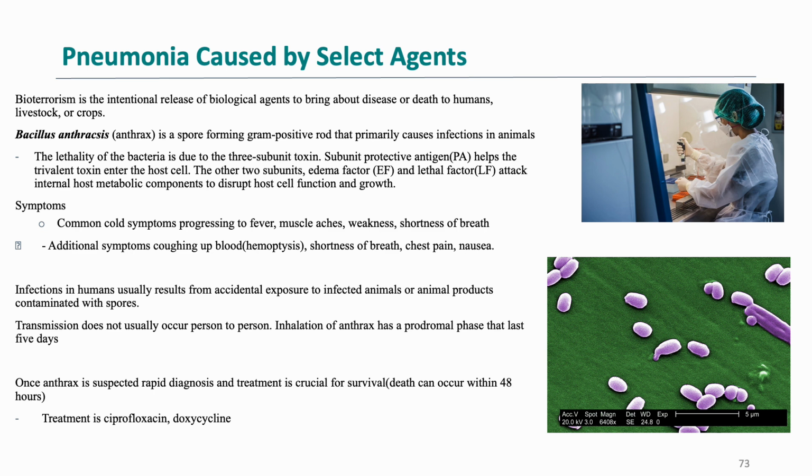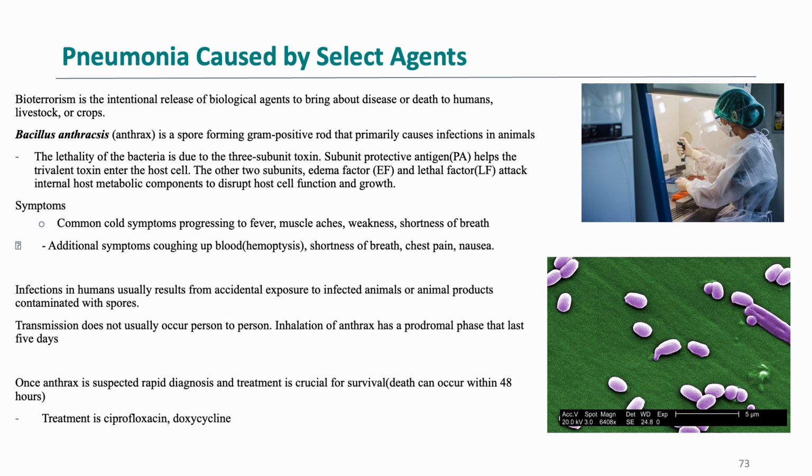And then some symptoms usually start off as common cold symptoms, which then progress to fever, muscle aches, weakness, shortness of breath, and it can lead to additional symptoms like coughing up blood, chest pain, and nausea. Infections in humans usually result from accidental exposure from infected animals or animal products that have been contaminated with the spores.